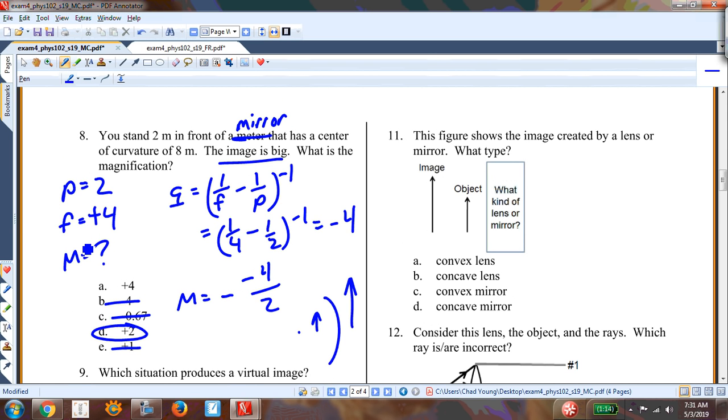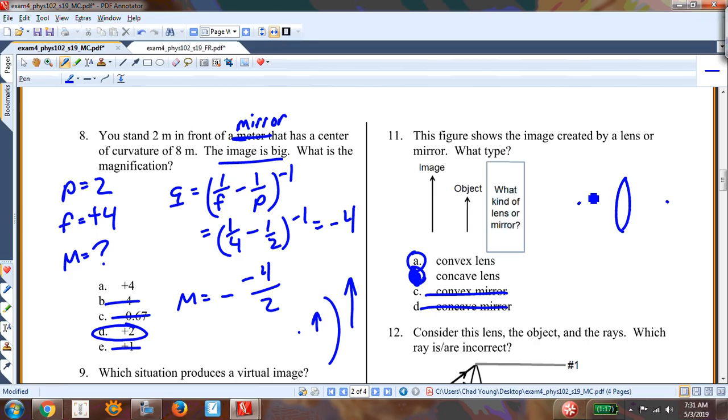This figure shows an image created by a lens or mirror. What type? There's my object, there's my image. Well, it is a virtual image, and the virtual image is on the same side as the object. So therefore, it must be a lens, cannot be a mirror, because if it were a mirror, the image would be upside down. And it's also bigger, so that tells me that it has to be a convex lens.